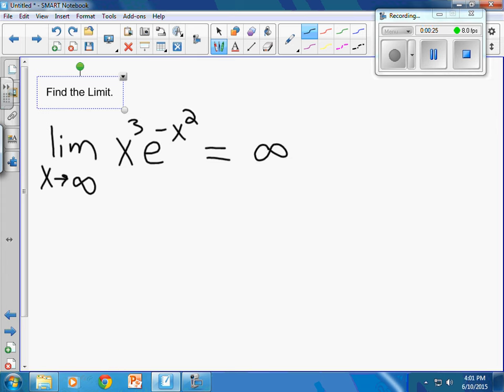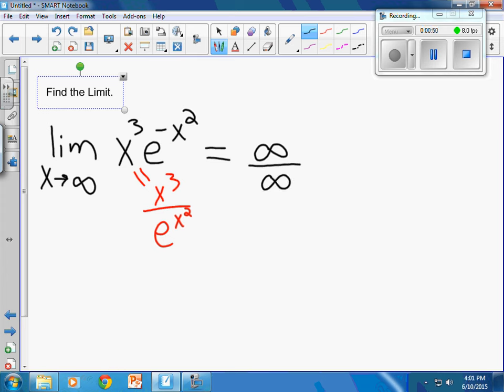Now, the e to the negative x squared, the negative exponent actually drops this into the denominator. So this would be e to the x squared in the denominator. As x gets larger, x squared is going to get larger. And as x squared gets larger, e to the x squared gets larger. So in fact, we're also dividing by infinity.